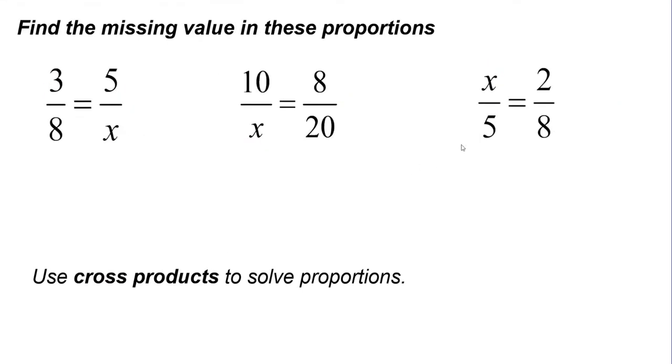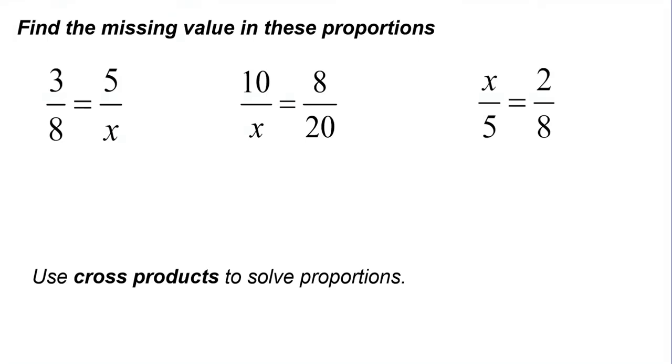But what if neither one of those relationships exists? So look at this example. 3/8 is equal to 5 over x. Vertically, it's not a nice multiplication or division relationship, and horizontally, it's not a nice multiplication or division relationship. So we can use a third option here, and we can use our cross products. Now remember, cross products say that if two ratios are equal, so are their cross products. The cross products are going to be equal as well.